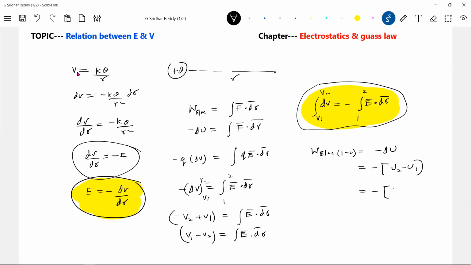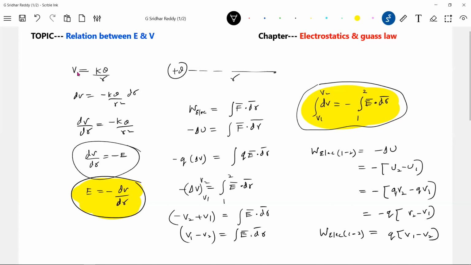What is this? Potential energy should be equal to Q into potential difference, or charge into potential. So this charge you take outside. So this will become V2 minus V1, or this will become Q into V1 minus V2. So work done by electrostatic force in moving a charged particle from 1 to 2 is equal to that particular charge into potential difference.